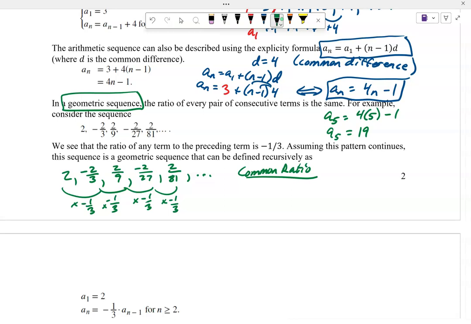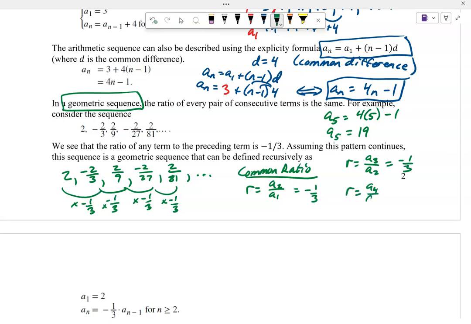you have a geometric sequence, meaning I'm multiplying by some number every time. If you suspect you have a geometric sequence, you can check it. You can get the common ratio by taking the second term divided by the first term. So negative 2/3 over 2, that'll give you negative 1/3. And it better be the same thing as the third over the second. So 2/9 divided by negative 2/3, guess what? Gives you negative 1/3. It better be the same every time.